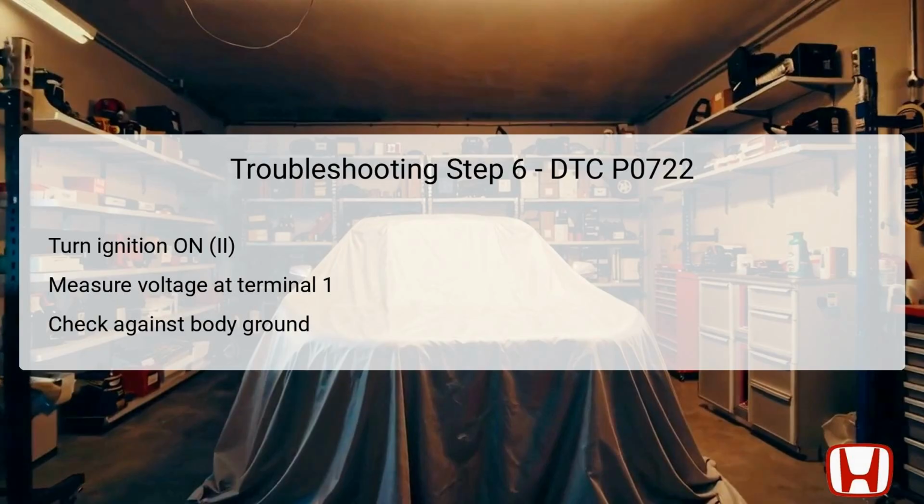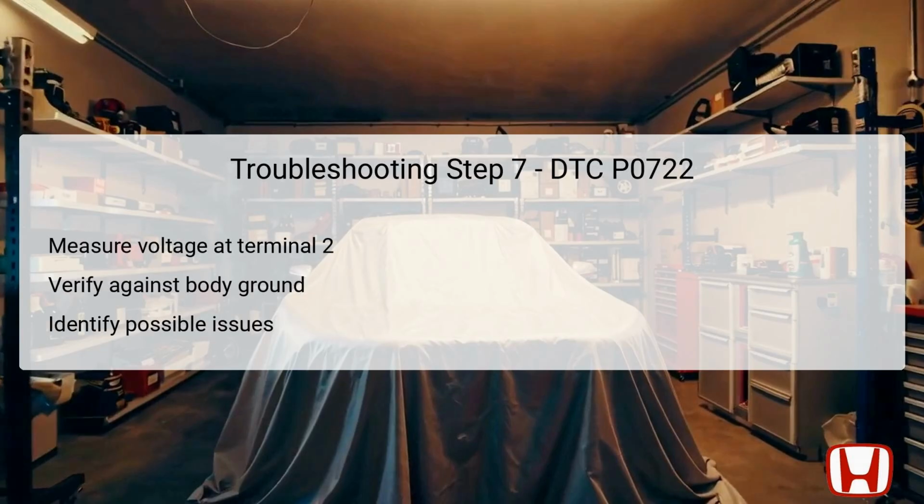If the voltage is absent or significantly different from 5 volts, it suggests an issue with the circuit, likely an open wire between the powertrain control module, PCM, and the sensor. Understanding this step helps isolate electrical faults early in the troubleshooting process. With the ignition still in the on position, proceed to measure the voltage at terminal number 2 of the output shaft speed sensor connector, again, referencing body ground.